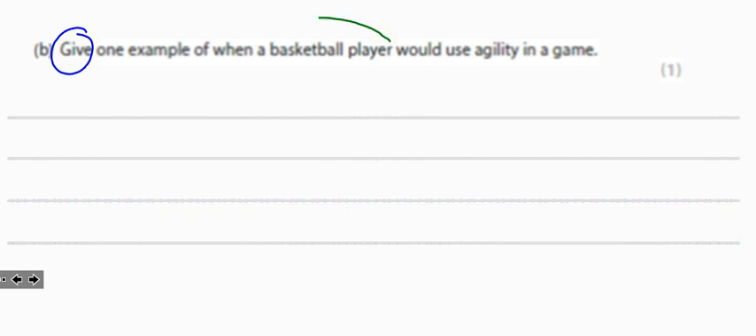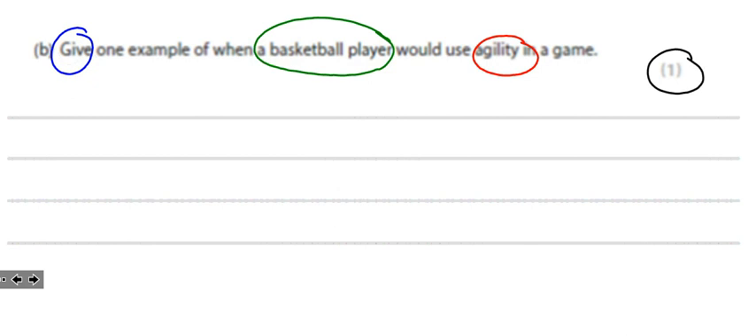We have to link it to a basketball player, and the component of fitness that we're going to be trying to apply is agility. And we know that there is one mark available. Now, I guess my first piece of advice to you is look at the qualifier. The qualifier is a basketball player, which means your example must be related to a basketball player. If you're sitting there with no knowledge of basketball, then unfortunately you are at a bit of a disadvantage for this question, because that's what we must be linking it to.